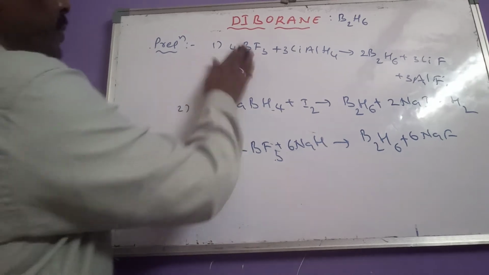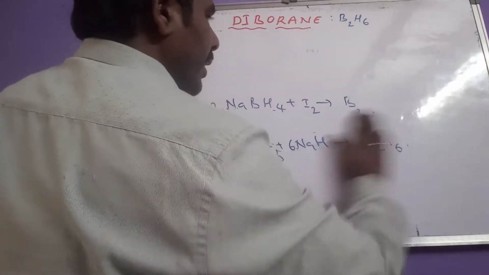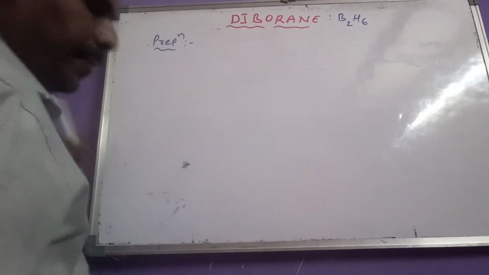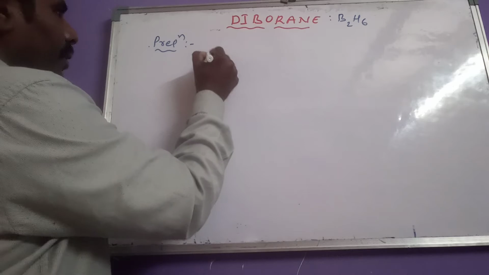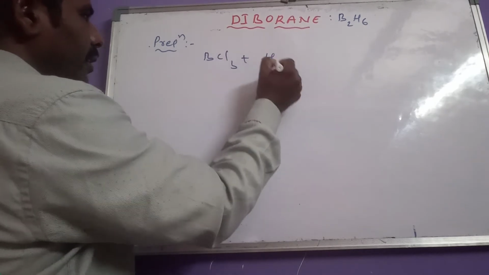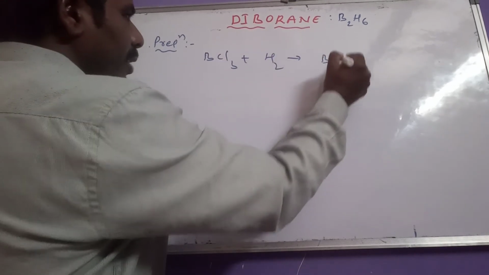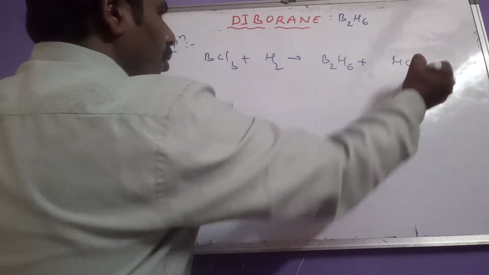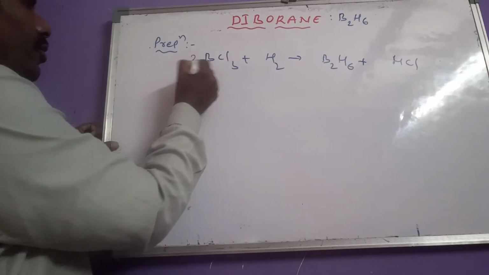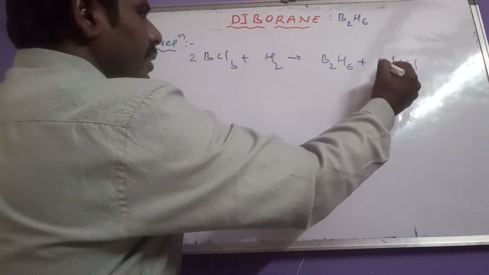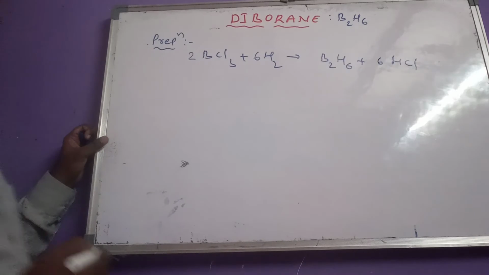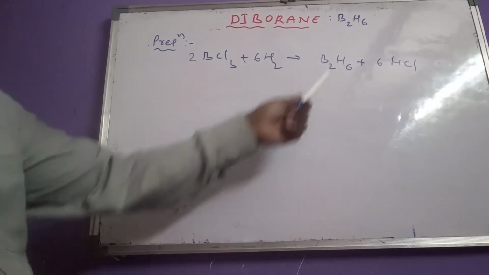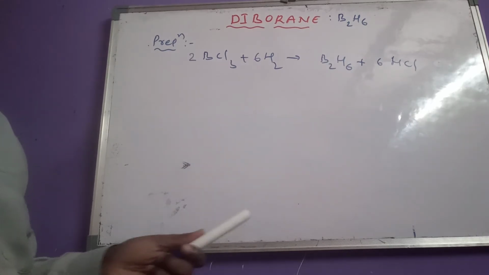Now let us see the remaining methods for the preparation of diborane. See here, boron trichloride reacts with hydrogen. So we get B2H6, and hydrogen plus chlorine go out as HCl. Write 2BCl3 and 6HCl. We have to write 6 hydrogens. So like that, BCl3 when reduced with hydrogen gives diborane.